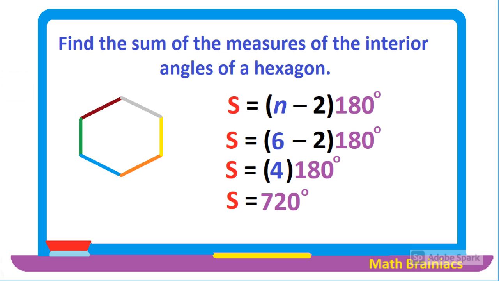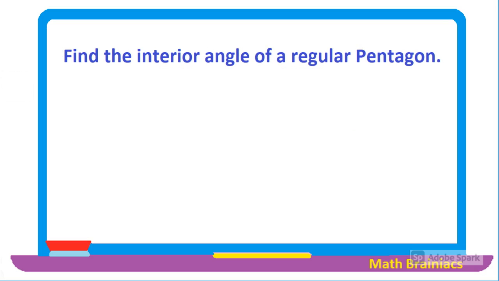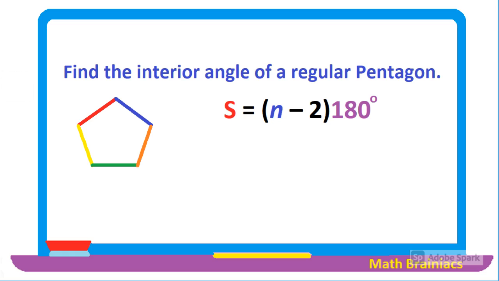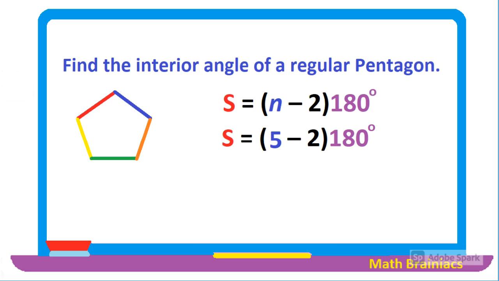It is easy, right? Let us work on another example so that you can understand it well. Find the interior angle of a regular pentagon. A pentagon has 5 sides. Let us apply the interior angle sum of a polygon, which is S is equal to (n minus 2) times 180.